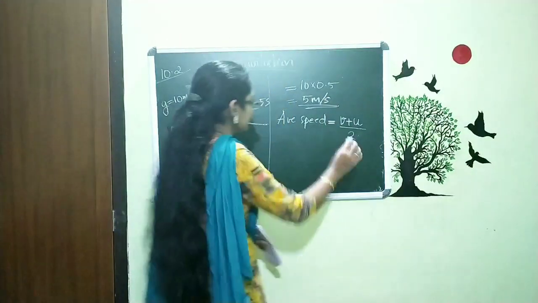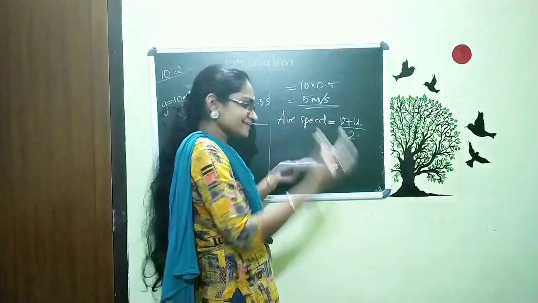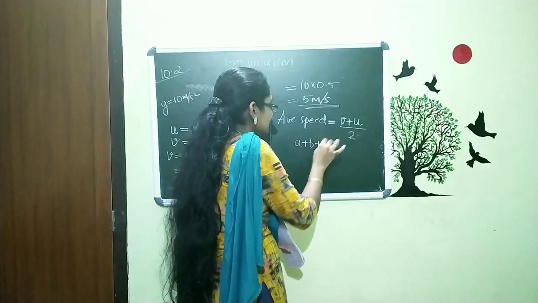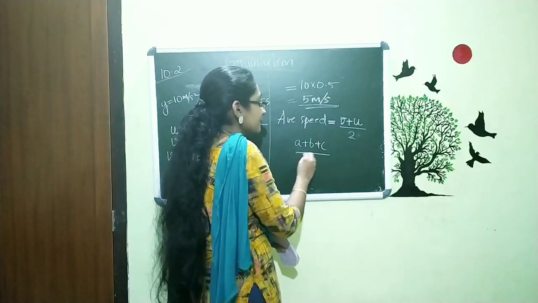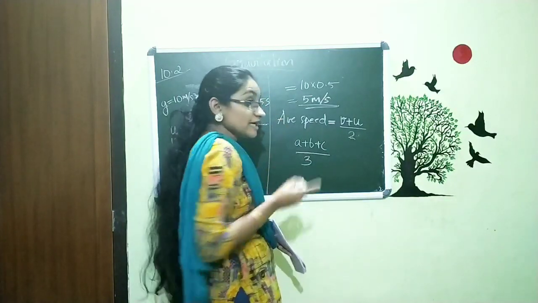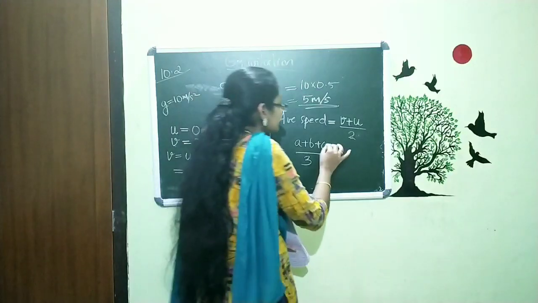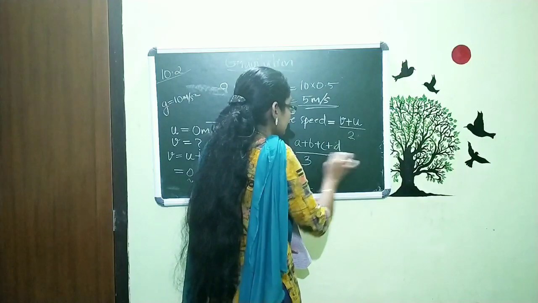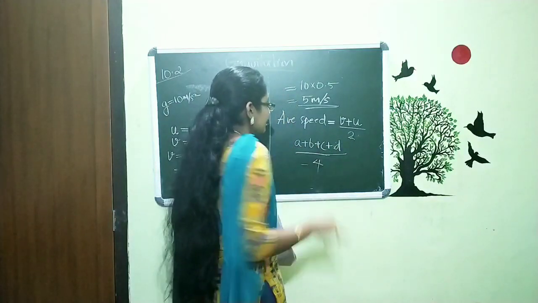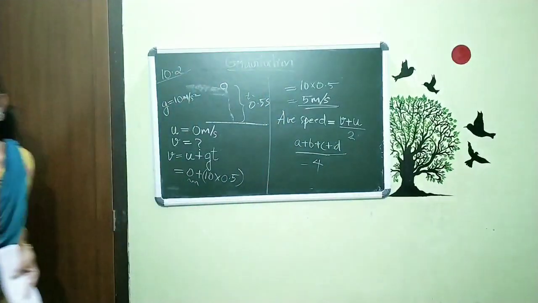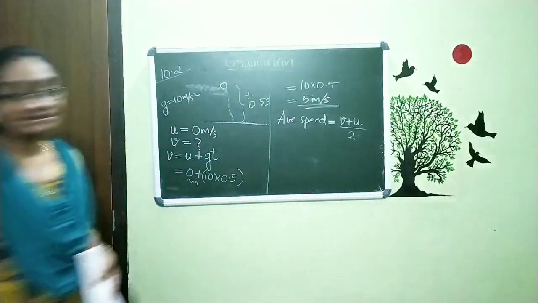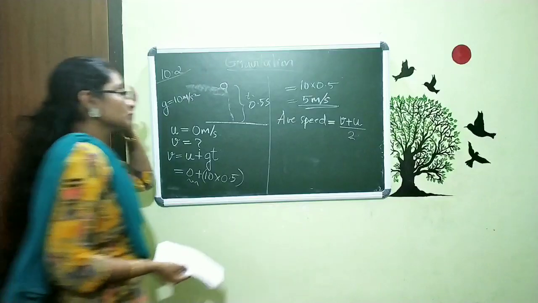And if we want to find the average of three things, I am just generalizing, A plus B plus C, we are adding these three and dividing by 3. If we are finding the average of 4 things, A, B, C, D, then we are adding these and dividing by 4. So that's why the 2. So our equation is this: the average speed is (V plus U) by 2.